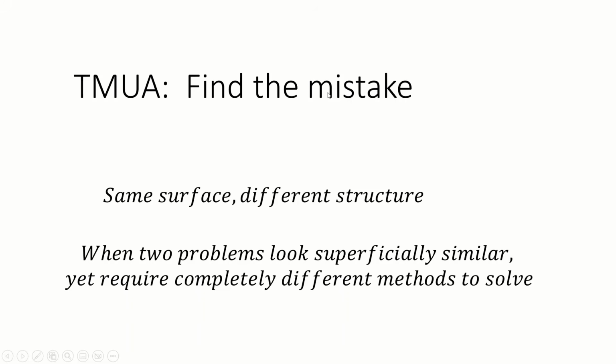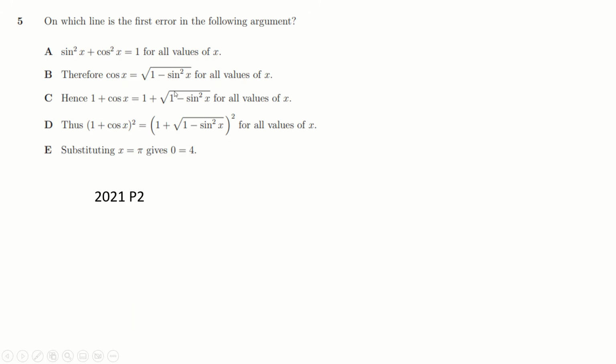The problem with find the mistake questions in TMUA is that it's exactly this. Superficially, all of them are the same because they all contain the sentence "on which line is the first error in the following argument". So you look at it and think, oh, all those questions are the same because they all have this in them. And they're not. Every single one of these questions is completely different. Quite literally, I have almost no advice for any of these questions other than just be really good at maths.